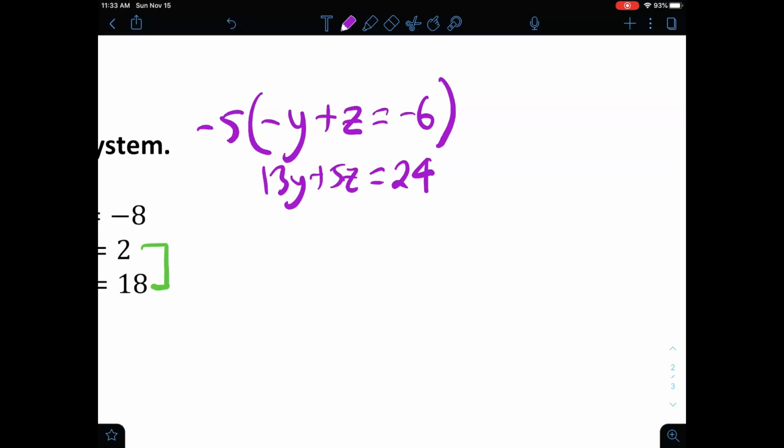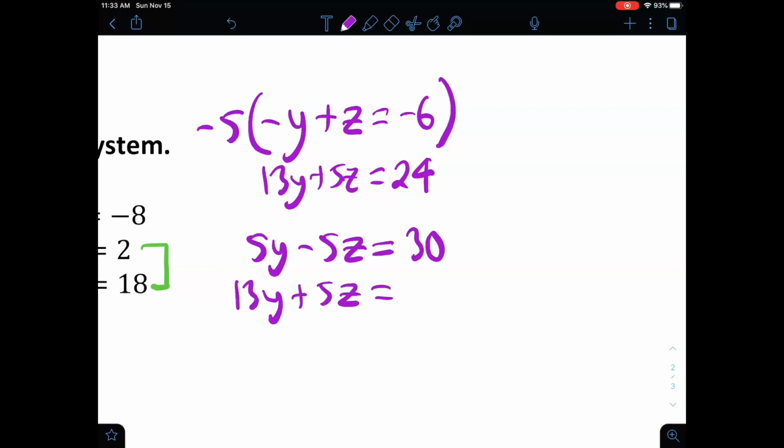So negative 5 times negative y is going to be 5y. Negative 5 times z is negative 5z. Negative 5 times negative 6 is 30. Then we have 13y plus 5z equals 24. There's lots of ways to approach this one, so don't be stuck with the way that I'm doing it. If it makes the most sense to you, that's cool, but you can cancel whatever variables you want.